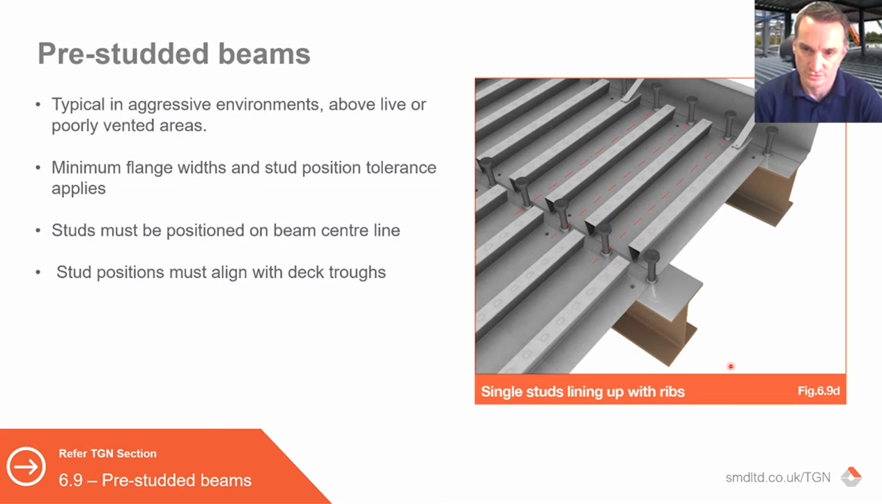This just shows how the stud should line through the trough. With R51, it's, I say, less critical. There's obviously a little bit more range within this area. If that was a trapezoidal profile, then it's even more critical because you could have it right up against a rib of the profile, which would then impact potentially on the resistance of that shear stud.